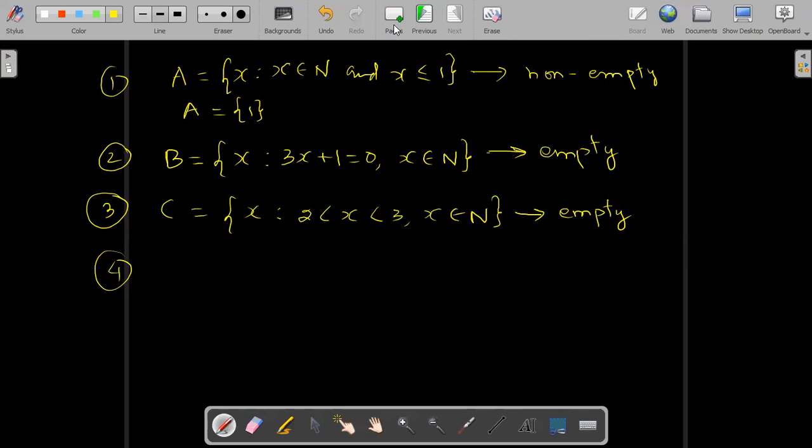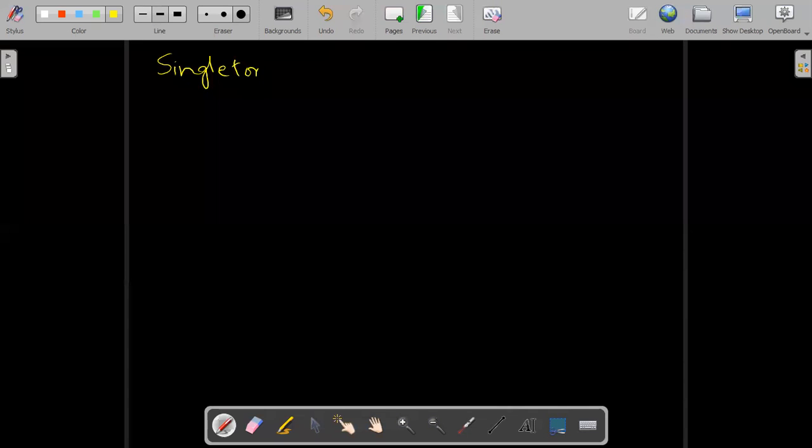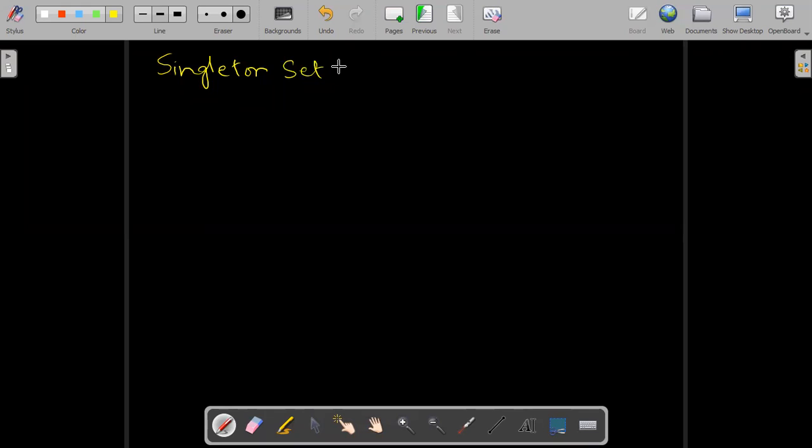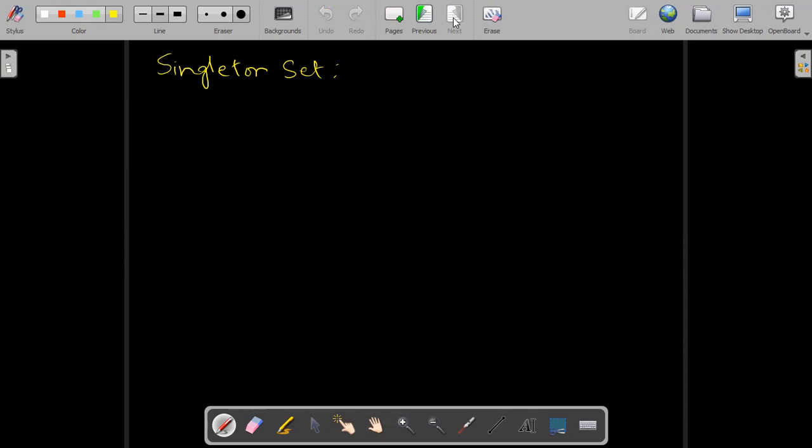Now we will move to the next type, that is called the singleton set. From the name you can understand it contains only one element. Like the previous example we have seen, this is a singleton set because it has only one element. This element can be any number.